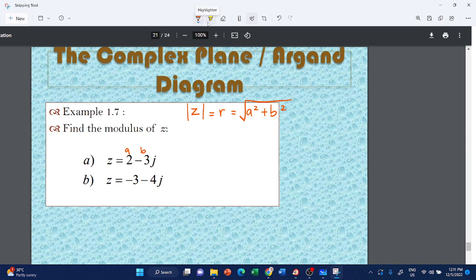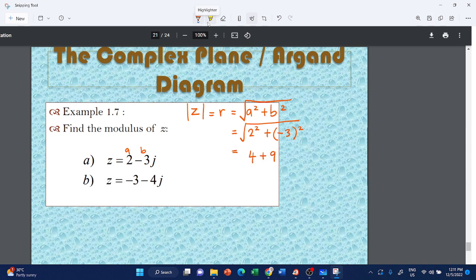So by using the general formula for your modulus, we substitute in, then here we have 2 squared plus negative 3 squared. Use brackets, otherwise if you don't use brackets, you might make a mistake when calculating. Okay, so when we expand the power of 2, here we have 4 plus 9.